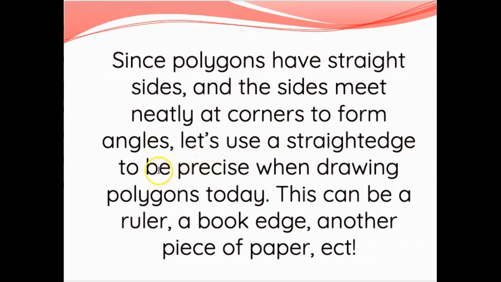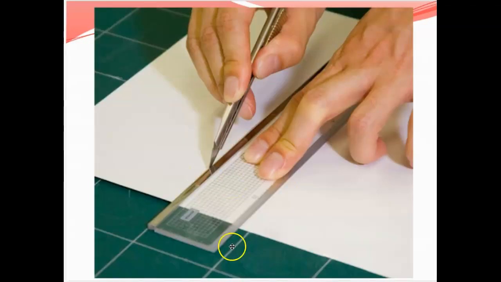Let's use a straight edge to be precise or exact when drawing polygons today. So your straight edge can be anything that has a straight line that you can use to draw with. So a ruler, a book edge, another piece of paper, anything like that. So here's an example of someone using a straight edge. He's using this ruler and he is making this line here very straight. So just anything that you can use to make straight lines when you're drawing polygons today. Remember, polygons have to have straight lines, so the straight edge will help us do that.